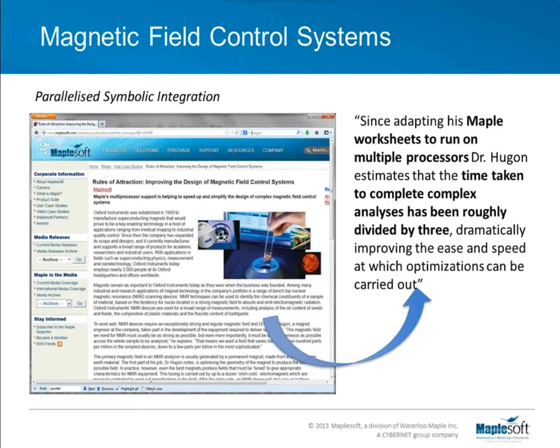Typically, on a quad-core computer, this reduced processing time by a factor of 3. That's a real benefit, a real tangible time savings. Their scientists now spend less time in front of a computer waiting for a calculation to complete and more time designing a better product.